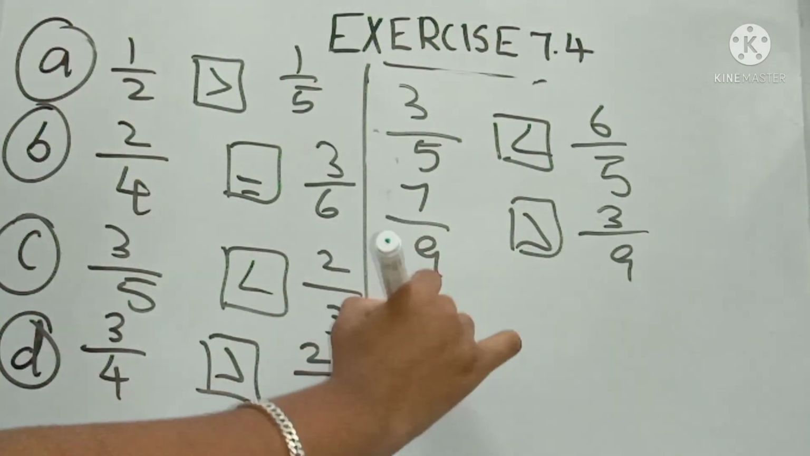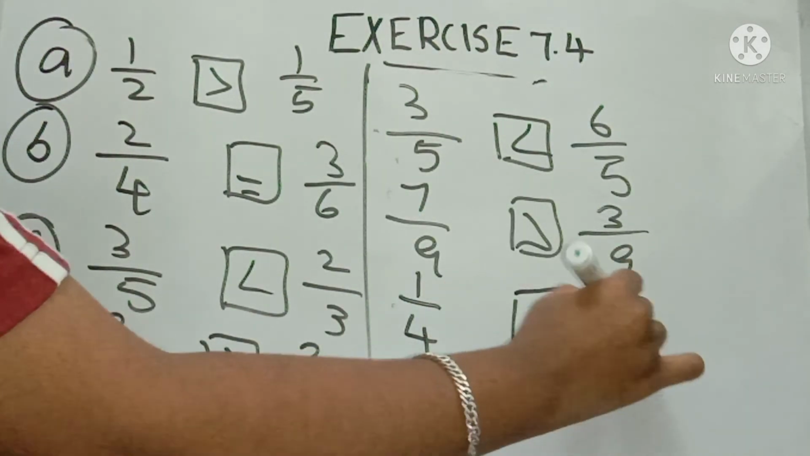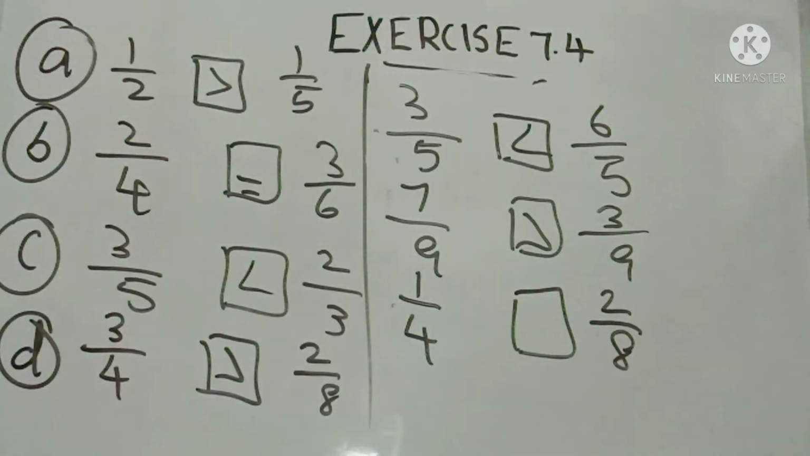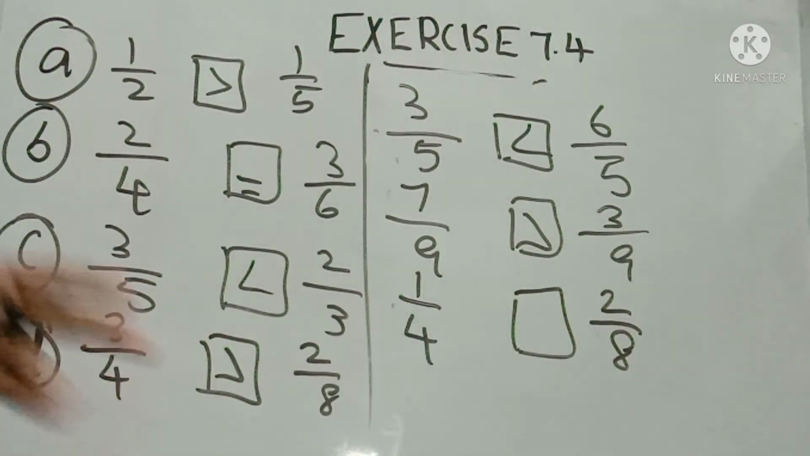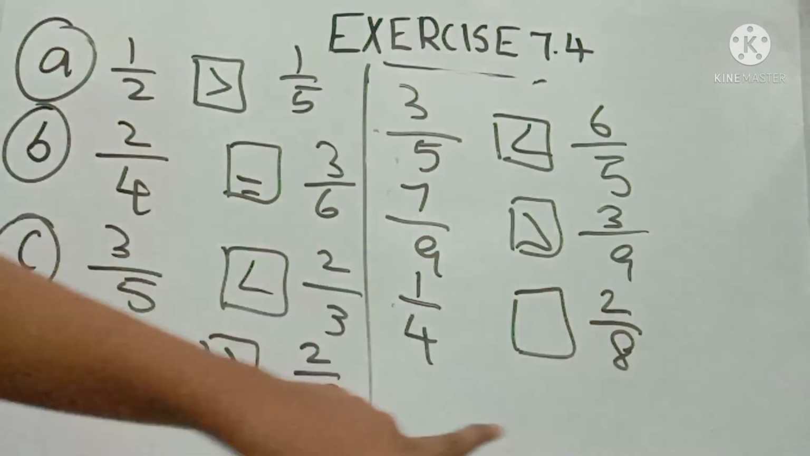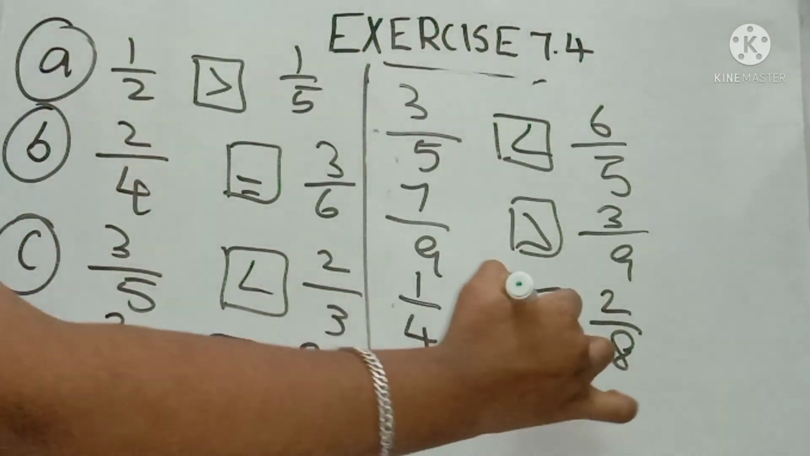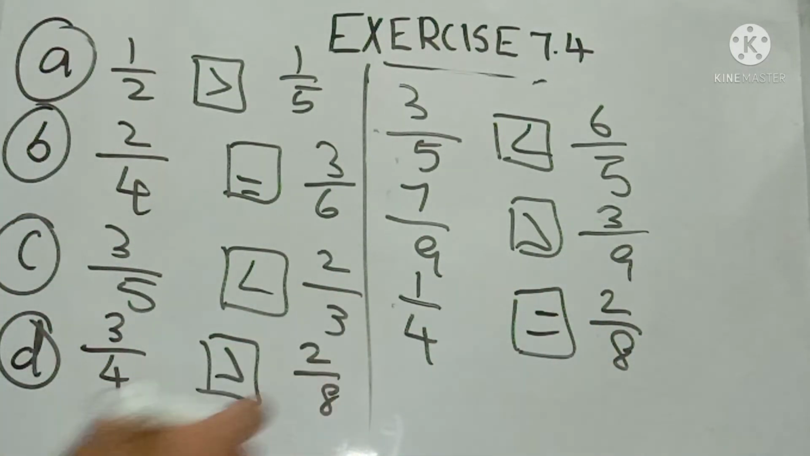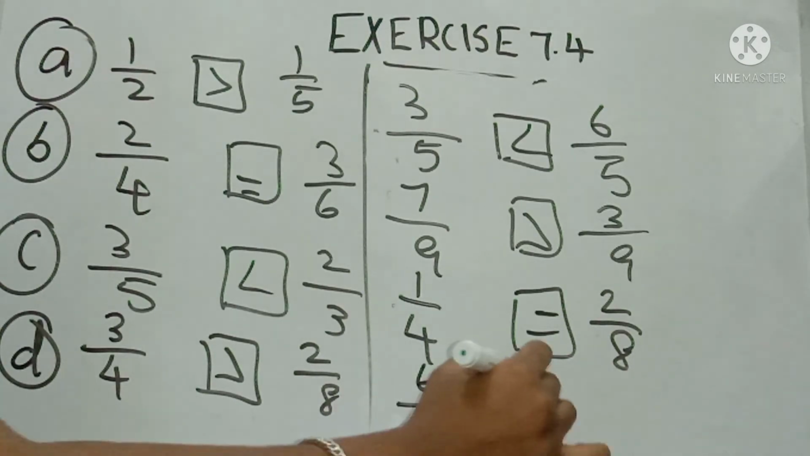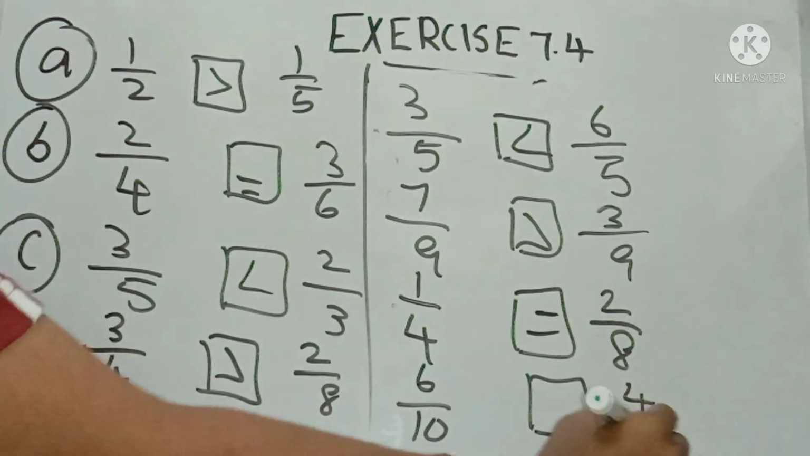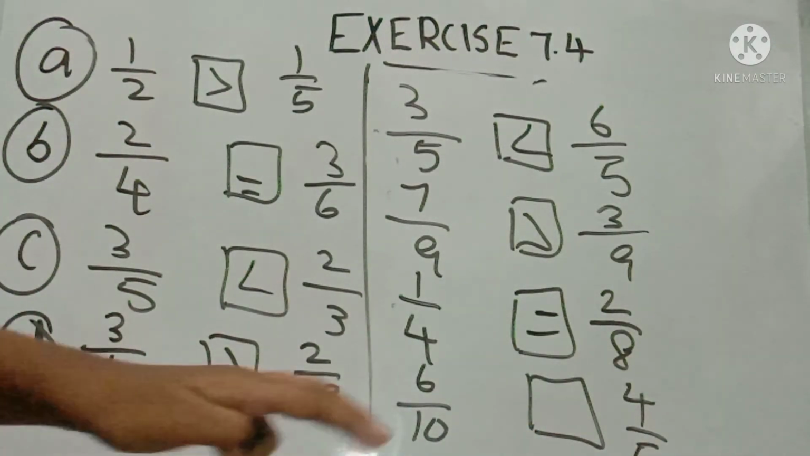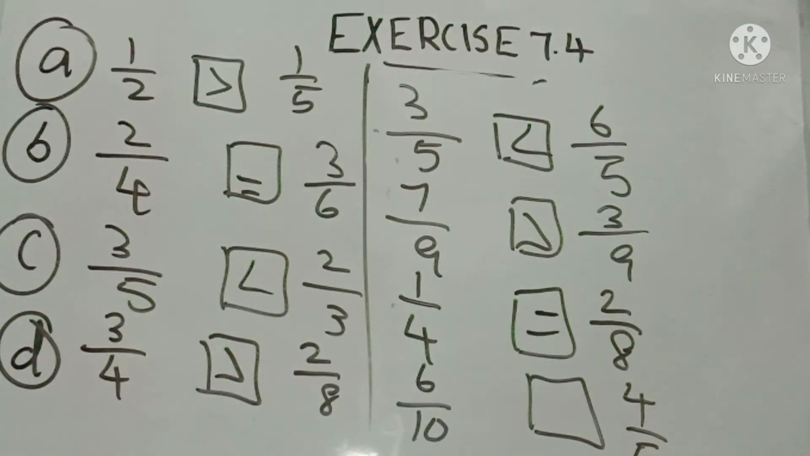1 by 4 and 2 by 8. They are equal. That is 4 2s are 8 and 1 8s are 8. So they are equal. Next is 6 by 10 and 4 by 5. 6 5s are 30 and 10 4s are 40. So 4 by 5 is greater.